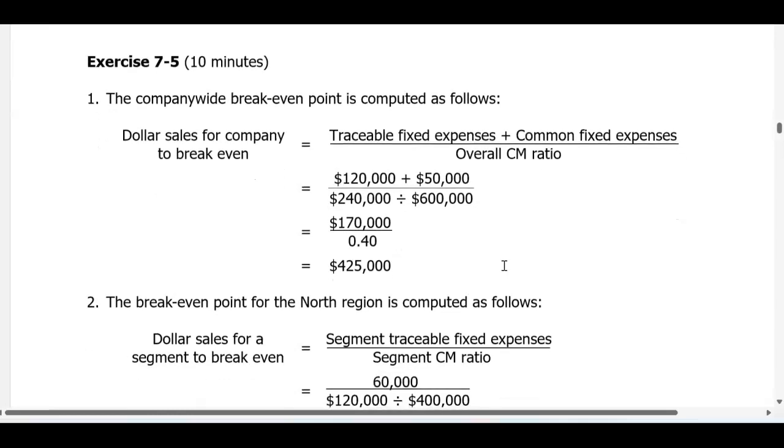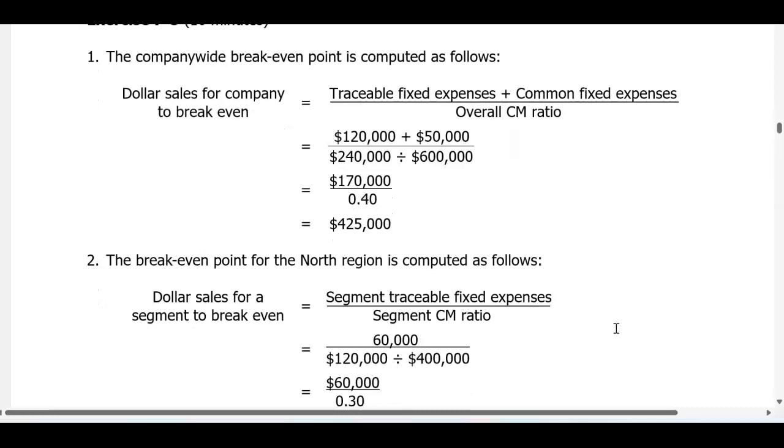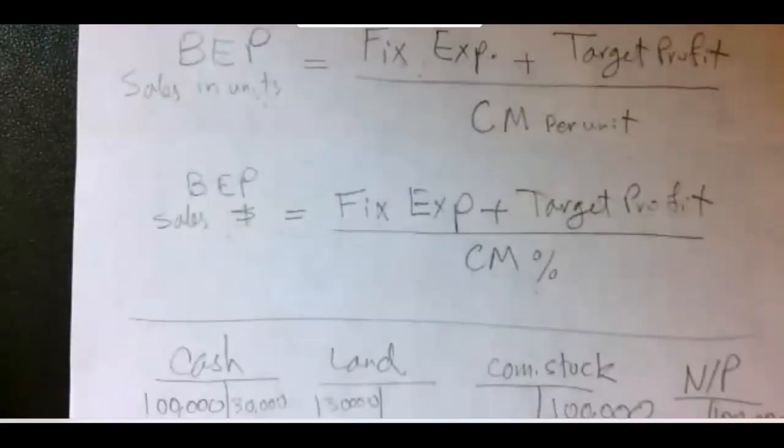I want to go to problem 7-5. Okay, how to calculate this? I want to show you a paper that I created just so you can learn from this. Take a note. It is a very comprehensive formula. So I'm going to change this to my desktop camera. And here we go.